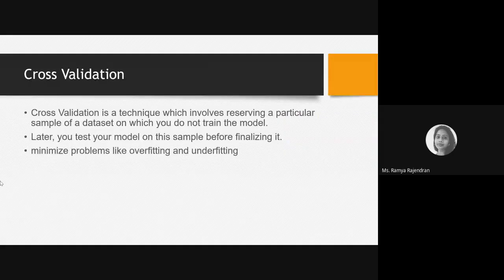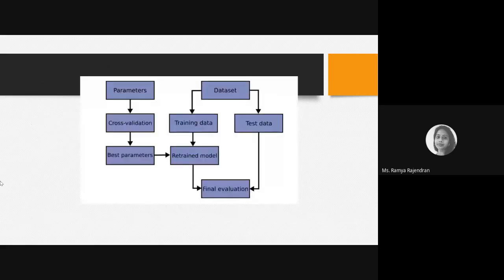This is a technique which is used when you want to reserve a particular sample of the data set when you train your model, but you are not actually using that data to train your model. So you split your data into training and test set, and then you apply cross validation on the training set. When you do that, you will be able to decrease your bias and variance, so that you don't have to deal with overfitting or underfitting. So maybe I can show you something. Yeah, this will help you understand what cross validation is.